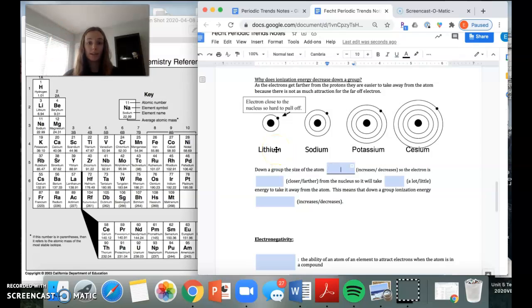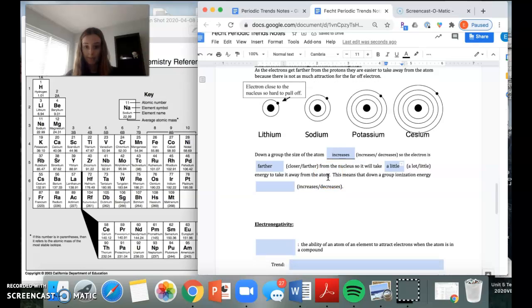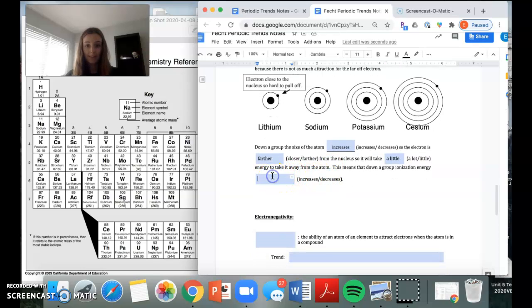So when we're going down a group, the size of the atom increases. So the electron is thus farther from the nucleus, so it will take little energy to take it away from the atom. This means that going down a group, the ionization energy decreases, as we said before.